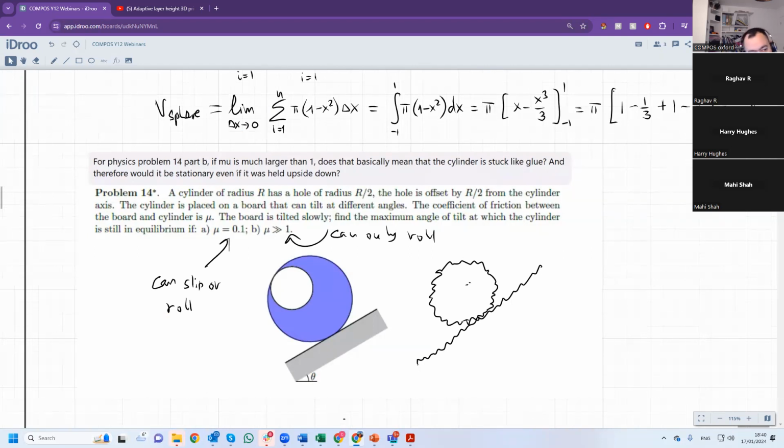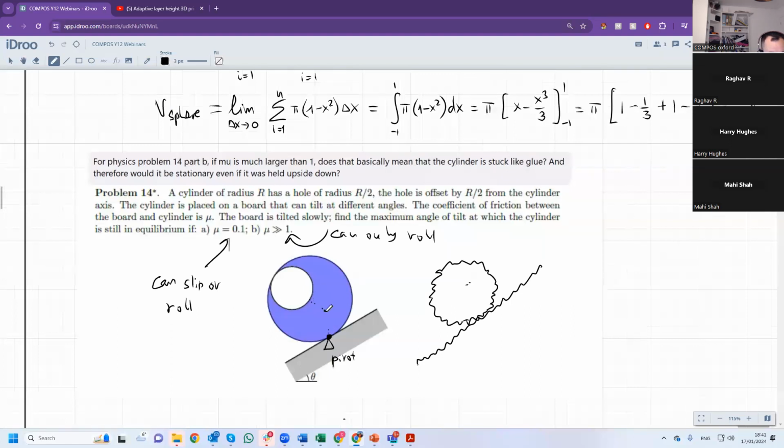Okay, for both questions, you need to find the angle at which it will slip and the angle at which it will roll. If it's rolling, then you don't consider the friction force because you're taking moments. When you're trying to establish whether it's going to roll or not, this is your pivot, and this is the center of mass.